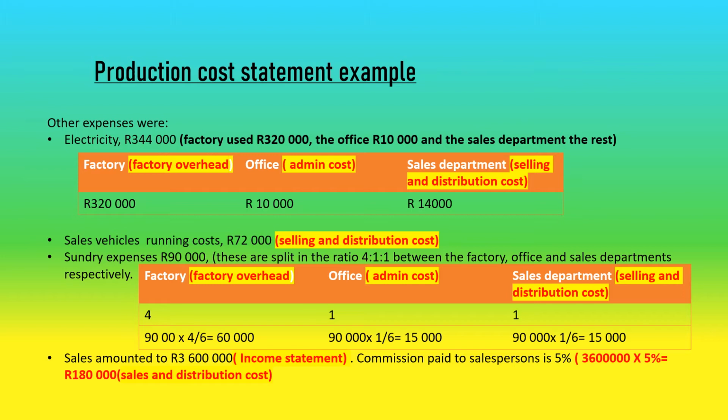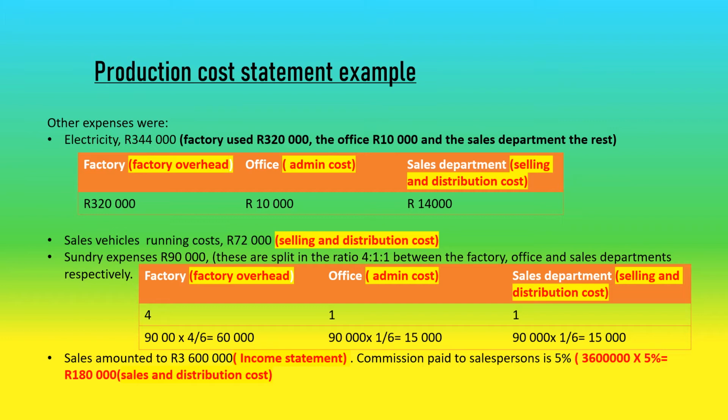Next, we have sundry expenses is 90,000 rand. These are split in the ratio of 4:1 between factory, office, and sales department respectively. So we know that the total sundry expenses is 90,000 rand, but now this 90,000 rand has 6 parts of expenses. It has 6 parts, right? And how do I know it's 6 parts? Because I added the ratio 4 plus 1 plus 1, which is 6.